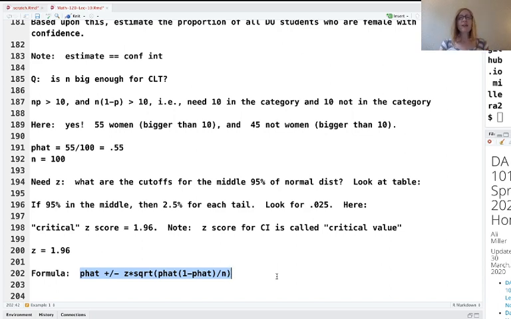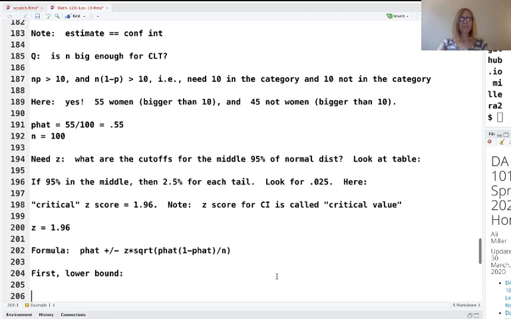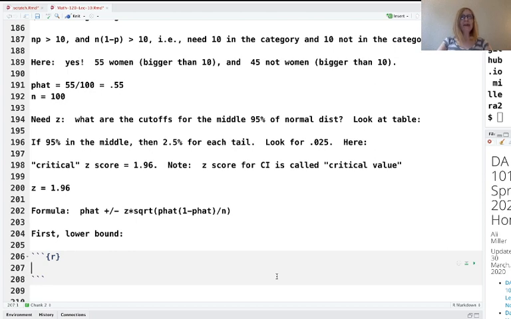And we know what all this stuff is. We know p hat, we know z, we know n, so let's stick it in. I'm going to do the lower bound first, that's the negative one. First, lower bound. And here, p hat is 0.55. Since it's the lower bound, I'm doing the minus because we want to go down below. The z-score that we were thinking about here is 1.96. That's the critical value that we just found.